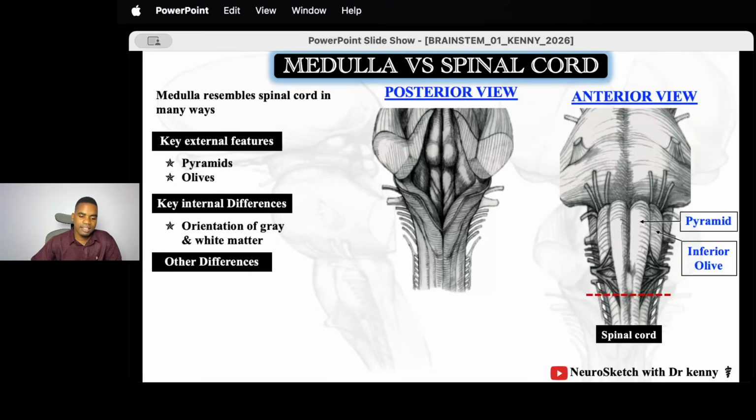But you can also talk about other things like the shape. The medulla is a little bit conical, and the spinal cord is more of a cylinder. You can also talk about the cuneate tubercle and the gracile tubercle that are prominent in the medulla and not seen in the spinal cord. The fasciculi are not as prominent as these tubercles. If you are asked to name differences in the exam, these are the most recognizable and most accepted differences between the two.